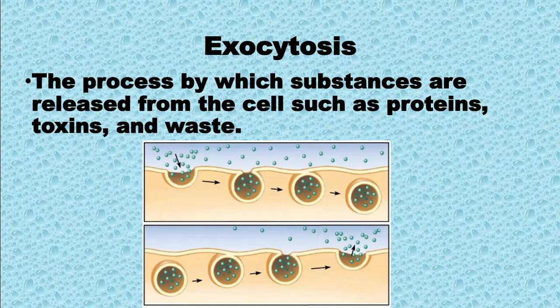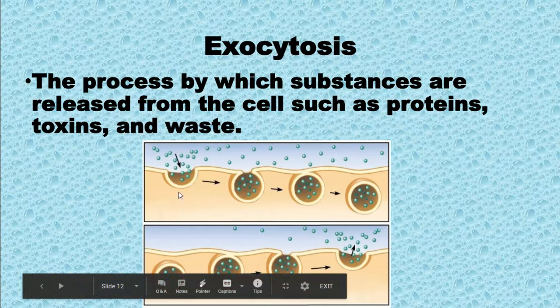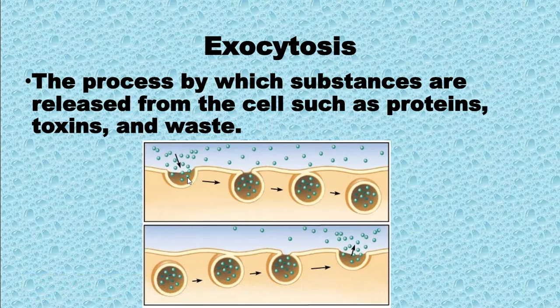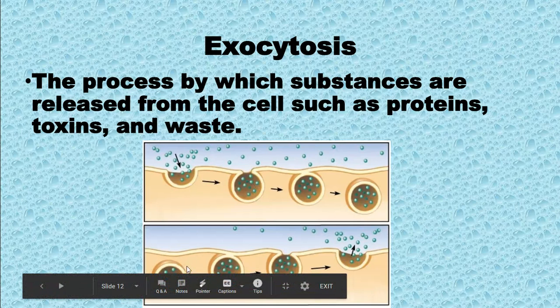The next type of transport we're going to look at is exocytosis, or exiting the cell. So just like endocytosis brought things into the cell, exocytosis is going to be a process where things are taken out. So in endocytosis, the cell membrane created a pouch and brought things in. And now those vesicles are going to fuse to the membrane and then become part of the membrane and release anything, toxins, waste that might need to go out of the cell.